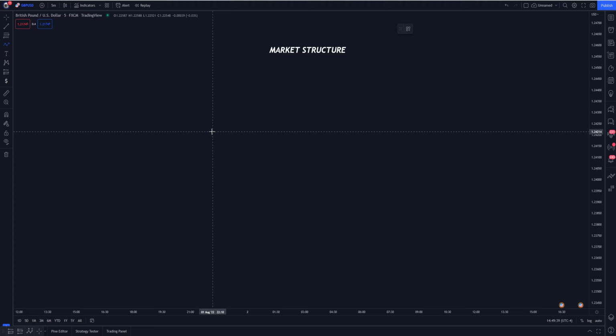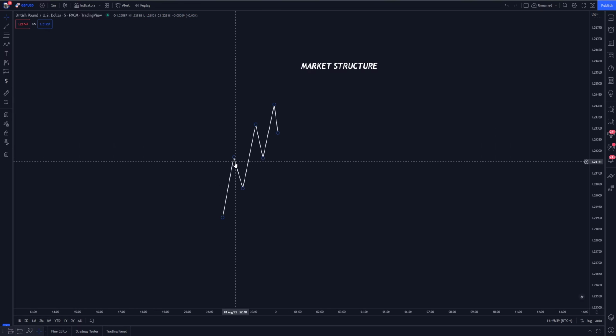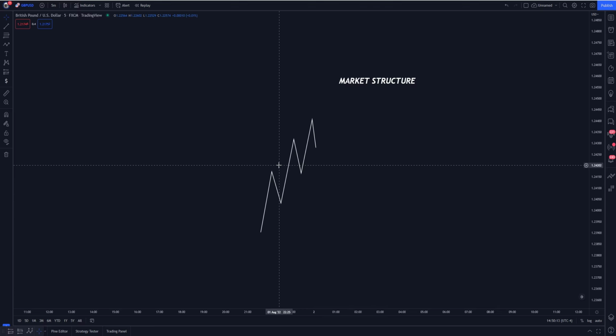If you want to identify a bullish trend, you would be looking for higher highs and higher lows. So what are higher highs and higher lows? This is considered a higher high, higher low, higher high, higher low. This state of the market is considered to be bullish. When you see the market creating higher highs and higher lows, then that market is considered to be bullish.